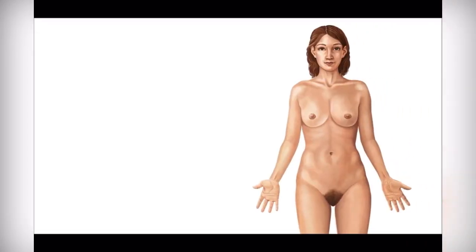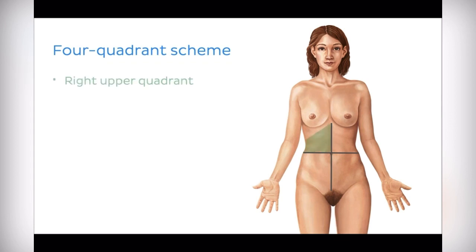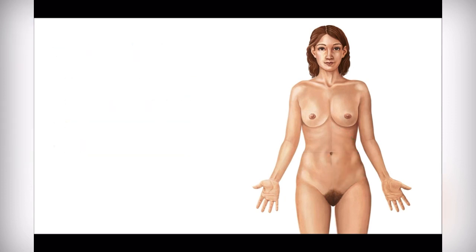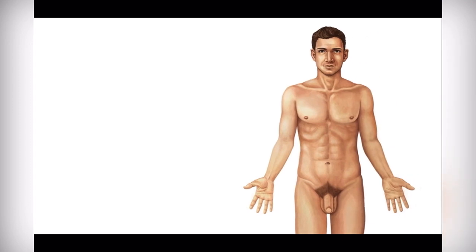We began today's tutorial by describing the 2 different methods used to divide the abdomen. The first method is the 4-quadrant scheme. This method divides the abdomen into 4 regions: the right upper quadrant, the right lower quadrant, the left upper quadrant, and the left lower quadrant. A more common method of dividing the abdomen is by the 9-region scheme. The 9-region scheme divides the abdomen into 9 separate regions.